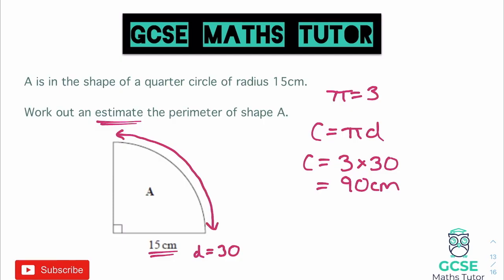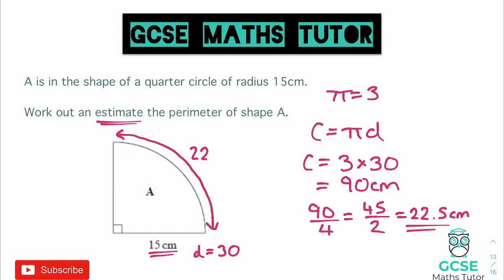Now this is a quarter circle, so for just the length of that arc there, we're going to want to divide that by 4. So 90 divided by 4. Now you could write that as a fraction, 90 over 4, or you could start to simplify it, something like that. But if we were to write 90 divided by 4, that would come out as, well, we could halve it, we could get 45 divided by 2, and that is 22.5 centimetres. Okay, so not very nice there to get that particular length, but that there is 22.5 centimetres.